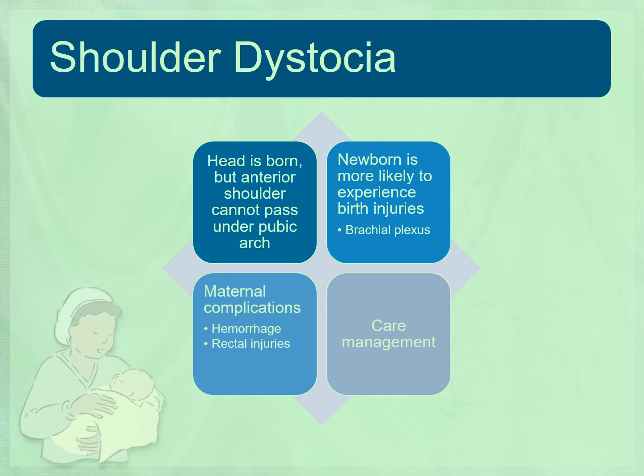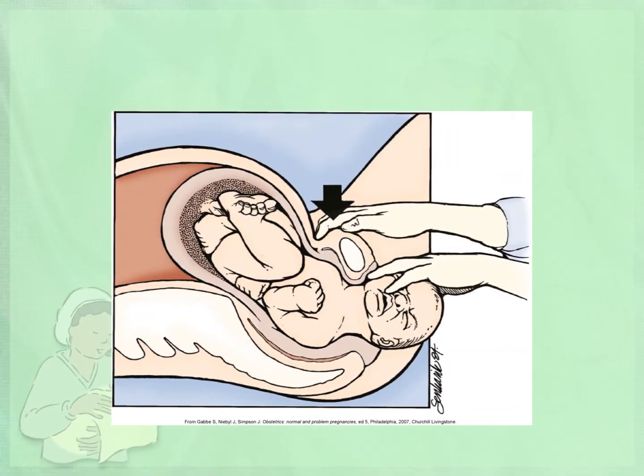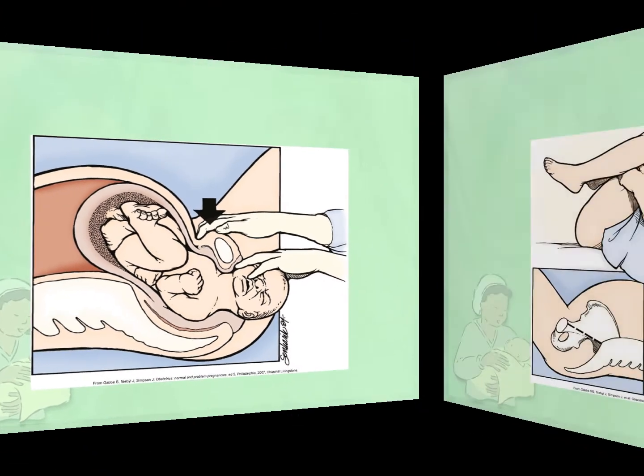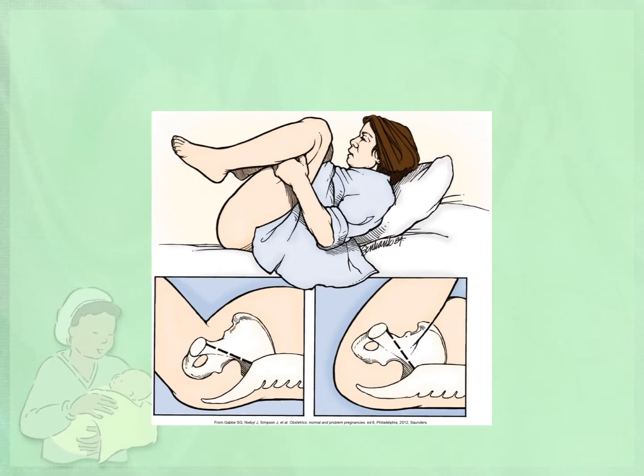To manage shoulder dystocia, the infant's shoulder must be freed from the pubic bone. Suprapubic pressure, McRoberts, and Gaskin maneuver are methods of attempting to free the shoulder. Pictures of the process of applying suprapubic pressure and McRoberts maneuver follow. In this slide, you see the nurse applying suprapubic pressure. This will help to move the fetal head into the appropriate position for birth. In this picture, you see McRoberts maneuver.